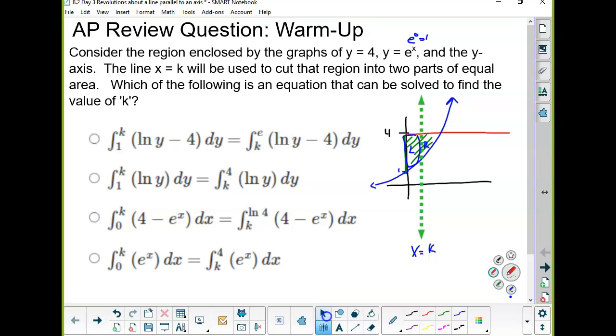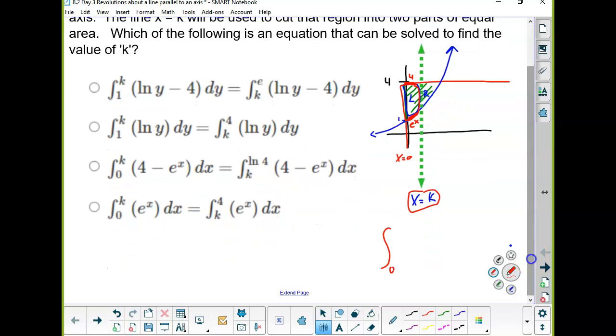Well, let's look at what the area on the left is. It's the area between the top bound and the lower bound, from where to where? It starts at x equals 0, and it goes until x equals k. So I'm going to set up an integral that represents the left area from 0 to k. The top function is 4, the bottom function is e to the x. So the region from 0 to k is the integral of the top function minus the bottom function with respect to x. And that's my left area.